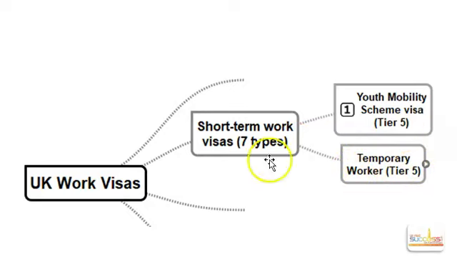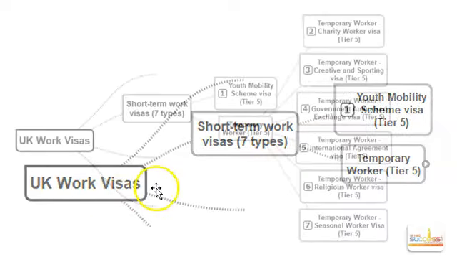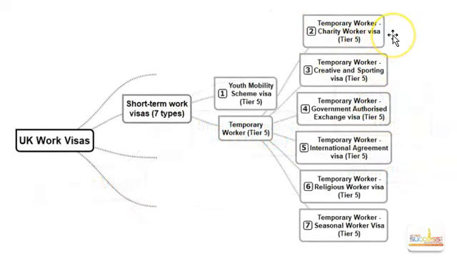And the next type of the short-term visa, it is called the temporary worker tier 5, and this is subcategory because it contains 6 types of visas. So we have here charity worker visa, creative and sporting visa, government authorized exchange visa, international agreement visa, and a religious work visa and a seasonal work visa. And the rules are pretty much self-explanatory.